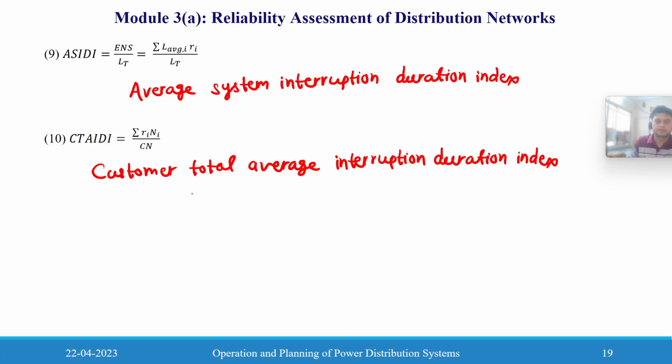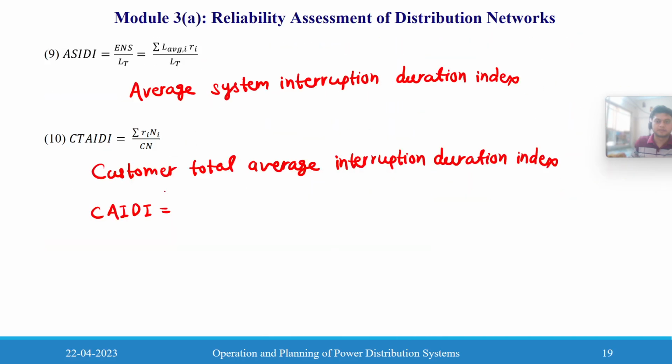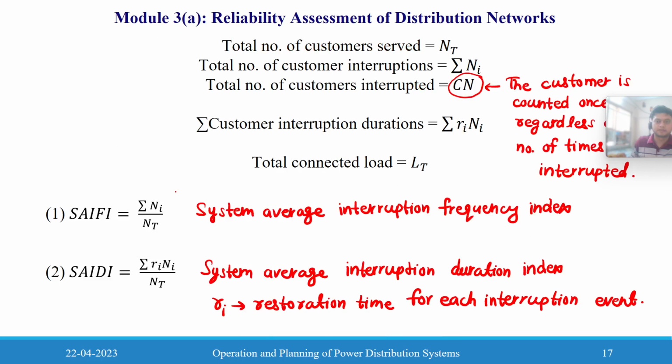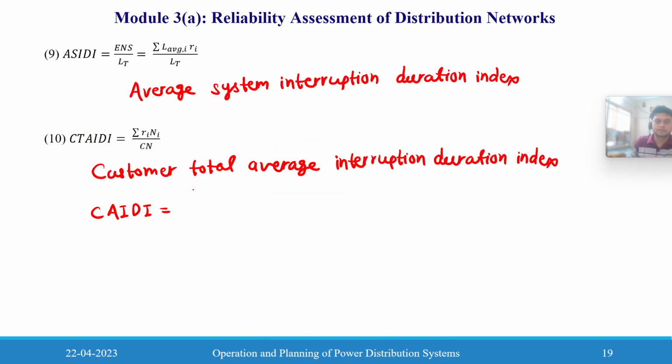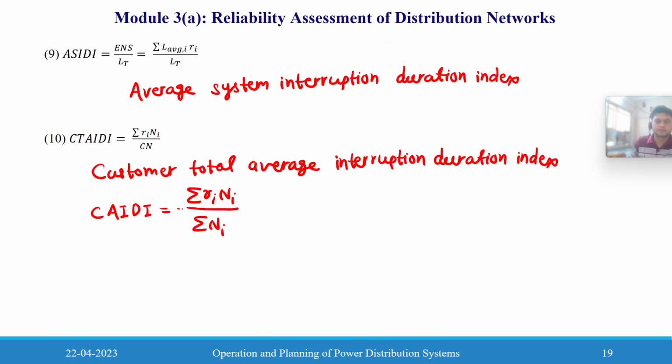CTAIDI is a hybrid of CAIDI and is calculated the same except the number of customers. So CAIDI we have seen, it is sigma Ri Ni divided by sigma Ni. In the place of sigma Ni, it will be CN. The number of customers is counted only once, regardless of the number of interruptions.